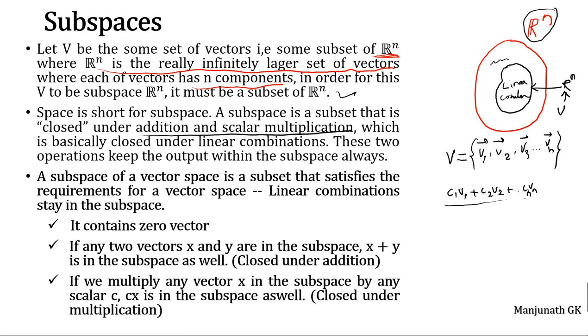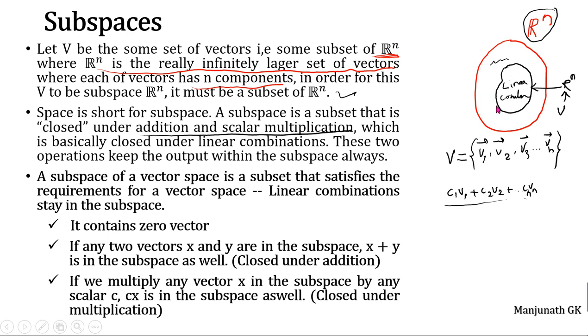The third condition. If you multiply any vector x in a subspace by any scalar c, cx is in the subspace as well. That means consider any vector v1, v2, v3 and so on. If that vector is multiplied with any scalar value, it should not cross this border. If that is the case, we can say that a set of vectors V is a subspace of this Rn. So as a conclusion, I can say that if I want to say a set of vectors V is a subspace of Rn, it should satisfy the following conditions.